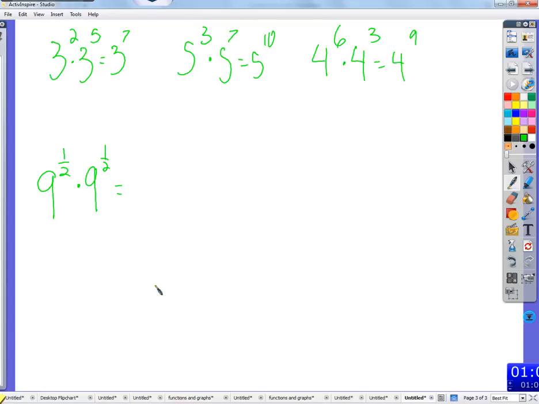So how is it that when we multiply 5 to the 3rd times 5 to the 7th, we get 5 to the 10th? You add the exponents. Add the exponents. Now first, before we move on, someone explain to me, other than Connor, why do we add the exponents? Because I'll tell you what I hear a lot: I'll ask that question to somebody who will be working on a problem.